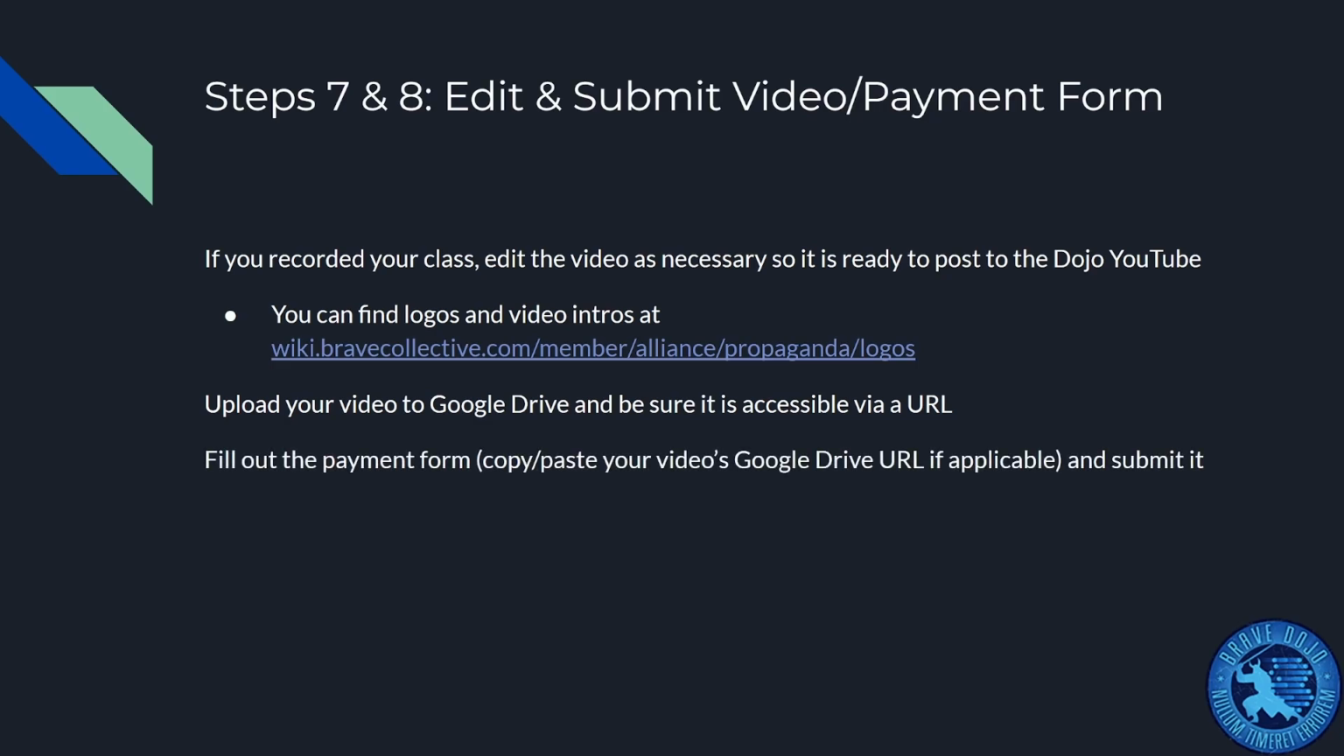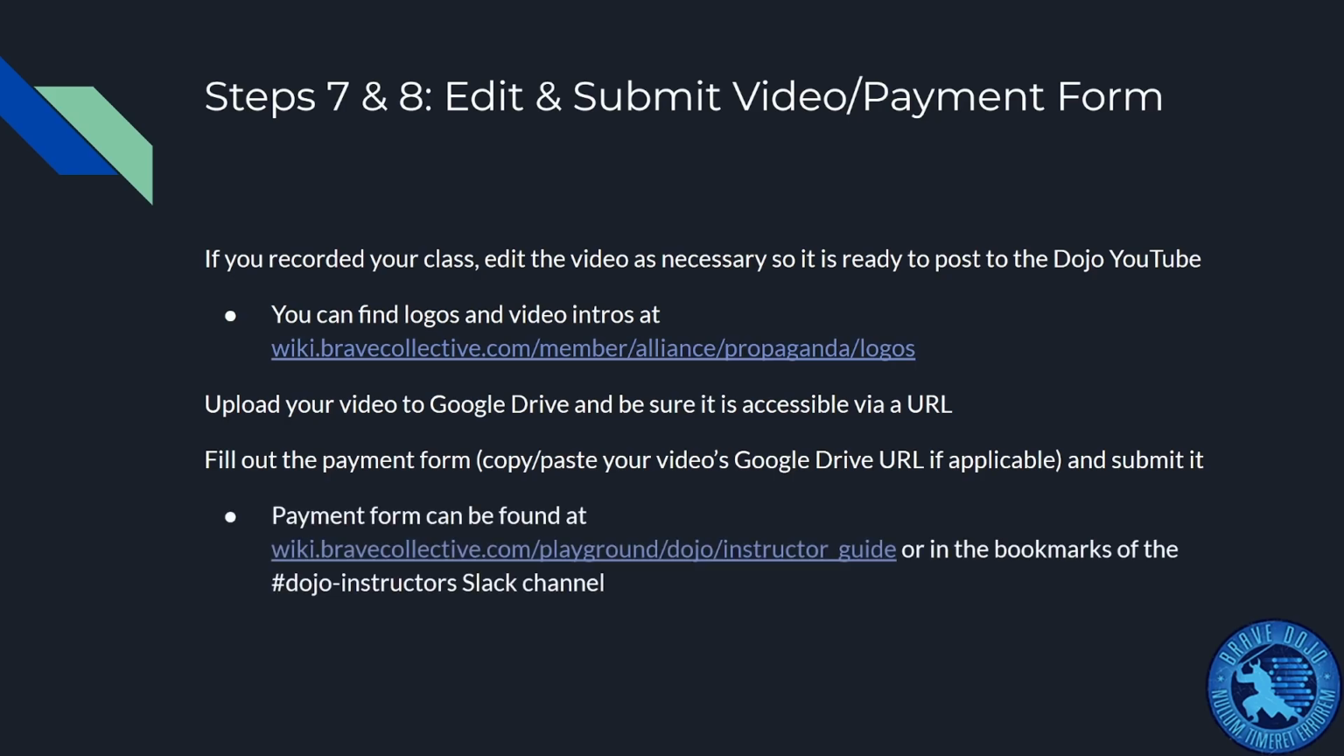Then you'll fill out your payment form and include that Google Drive link if you have a video, and go ahead and submit the form and you will be paid. The payment form can also be found at the Dojo Instructor Guide page on the wiki or in the bookmarks of the Dojo Instructors Slack channel. And that's it. That is all there is to it.